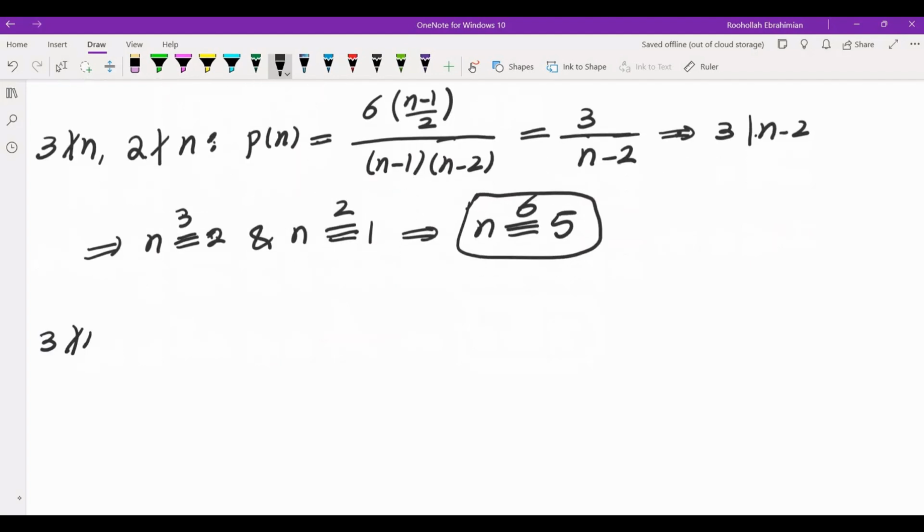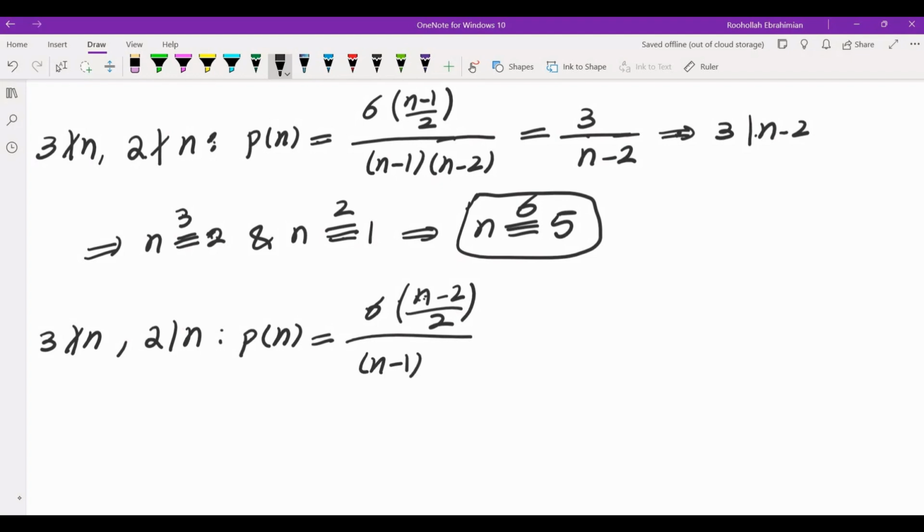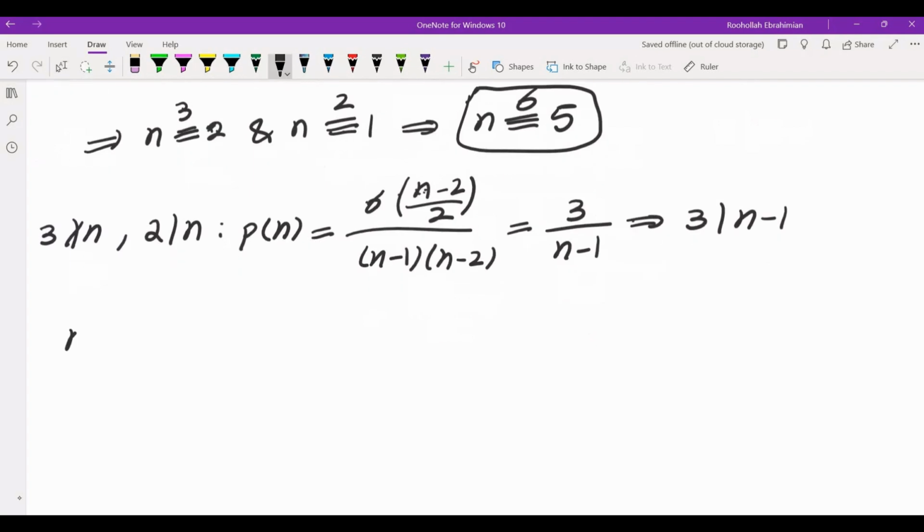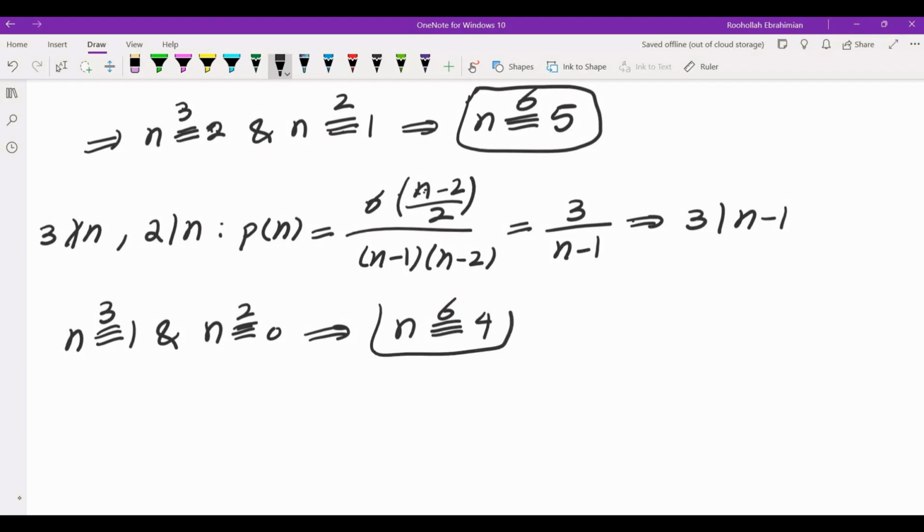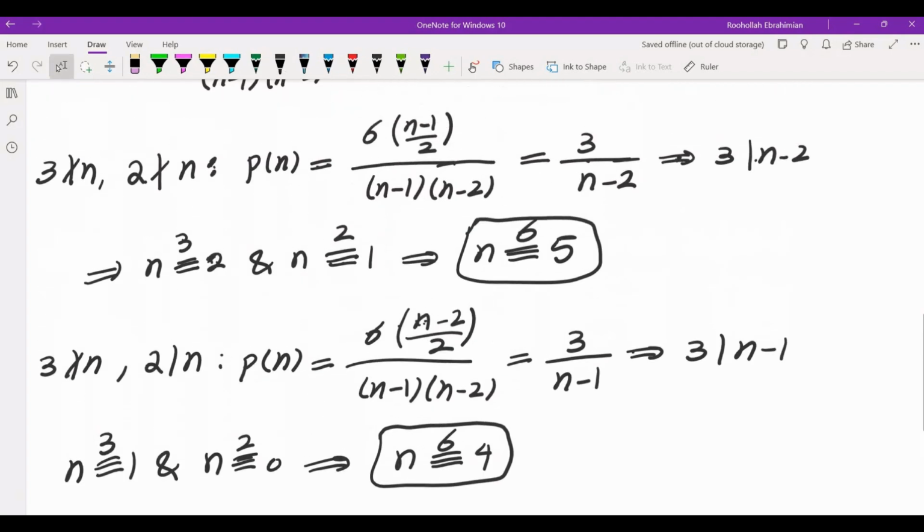If 3 doesn't divide n and 2 divides n, so P of n would be 6 times floor of n minus 1 over 2, which is n minus 2 over 2. And then we'll have to divide that by n minus 1 times n minus 2. Simplifying, we get 3 over n minus 1. So that means 3 must divide n minus 1. So n would have to be 1 mod 3, and it would have to be 0 mod 2. So that means n would have to be 4 mod 6. So this is the first case when 3 doesn't divide n.